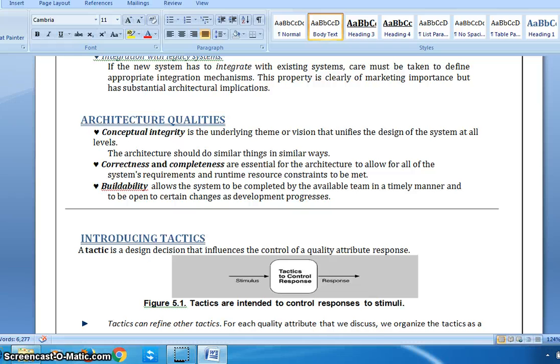Conceptual integrity means when we are developing a particular software architecture, it should be conceptualized. It has to follow some phenomenon or mechanism to produce all the intended functionalities for the customer or user. That is, conceptual integrity is the underlying theme or vision that unifies the design of the system at all levels.